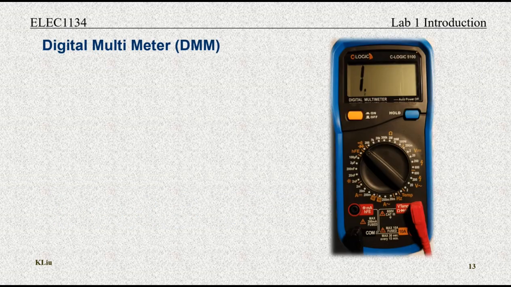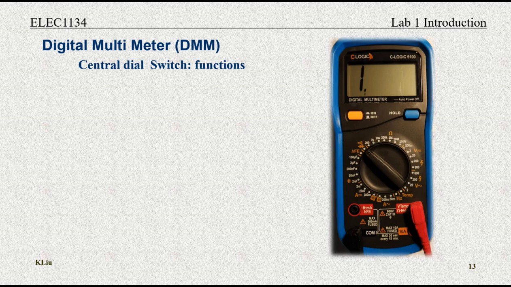Now let's get to know our digital multimeter. People usually call it DMM. You can find it in your lab kit. A DMM is used to measure different kinds of electrical variables. The central dial switch is used to select the functions. The dot on the handle shows the function of selection.